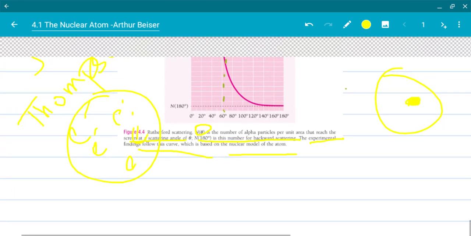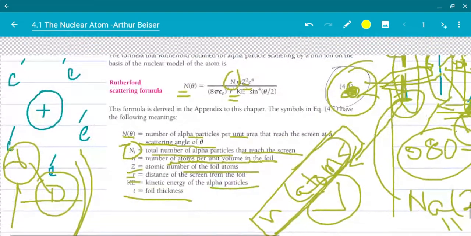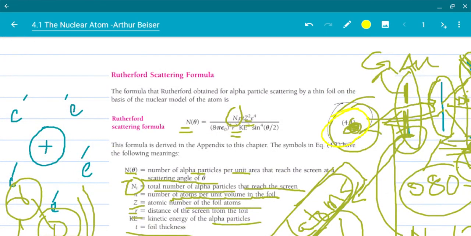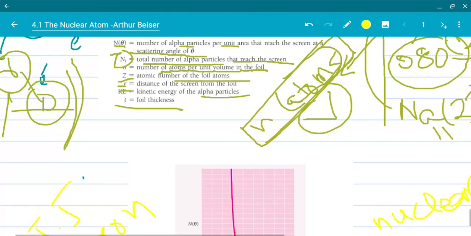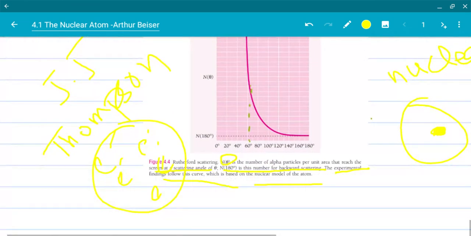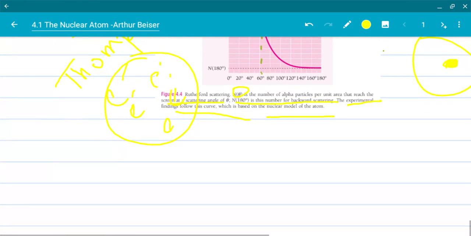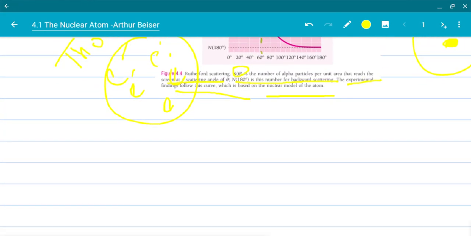Now the predictions of this equation 4.1, as labeled in the Arthur Beiser book, agree with the measurements of Geiger and Marsden, which supported the hypothesis of a nuclear atom. This is why Rutherford is credited with the discovery of the nucleus, because he used those conclusions by Geiger and Marsden and came up with the idea of the nucleus.